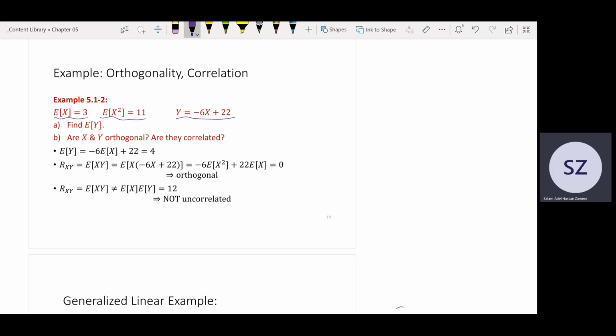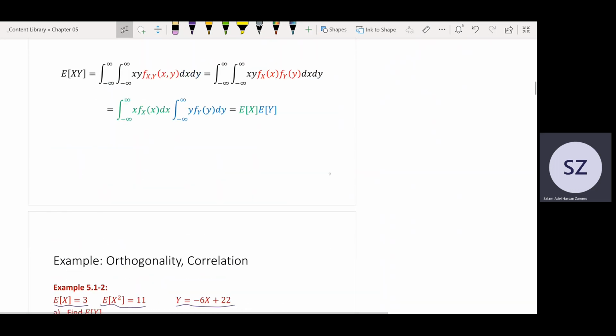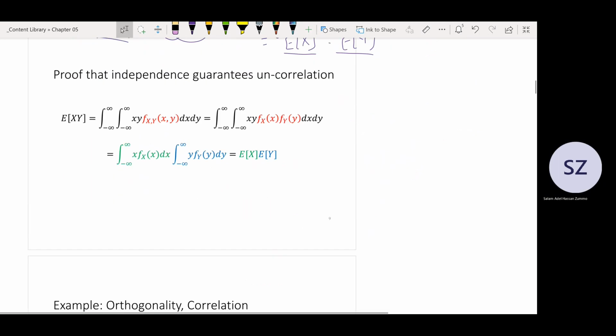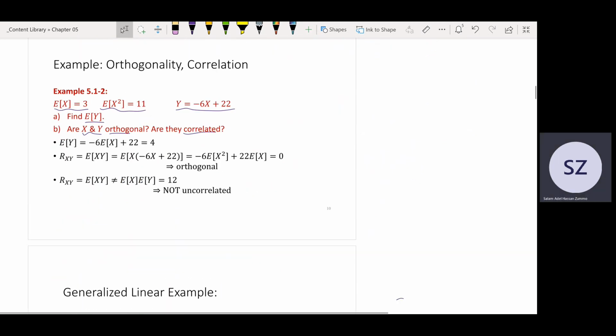Okay? So basically, first of all, I would like to find the mean of Y, and then I will check whether X and Y are orthogonal and whether they are correlated. Remember, if the expected value of XY decouples into the means, it means they are uncorrelated. However, if this correlation equals 0, we call X and Y orthogonal. Right, let's see. So how do we find the expected value of Y?